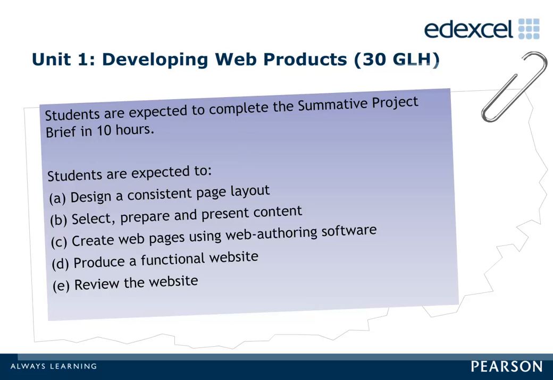Strand E. Review the website. Units 1, 2, 3, and 4 all have a requirement to review the work. Students need to include reflective comments on the strengths and weaknesses of their outcomes, and make suggestions for the further improvements of the final products, based on ideas arising from their consideration of end-user feedback.